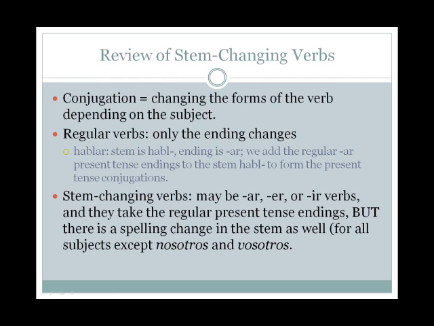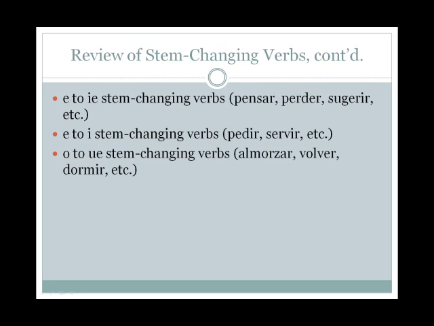With stem-changing verbs, they may be AR, ER, or IR verbs. There are stem-changing verbs in each of those groups. And they take the regular present tense endings, so for example, the AR endings, o, as, a, amos, áis, an, but there is a spelling change in the stem as well for all subjects except nosotros and vosotros. And there are several kinds of stem changes that we see in Spanish. There are verbs that have an E in the stem, and it changes to IE for all forms except nosotros and vosotros. For example, pensar.